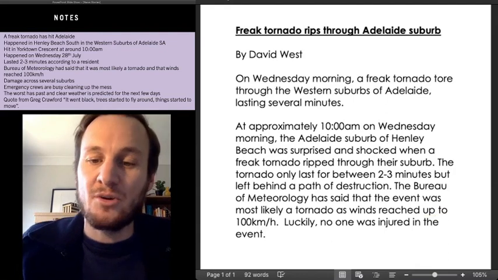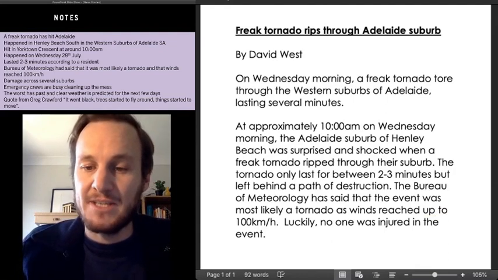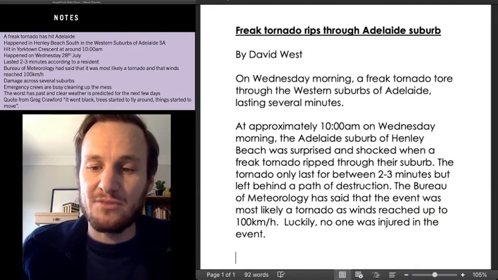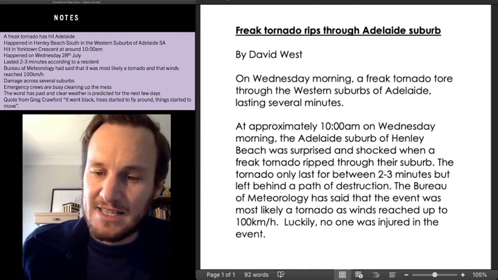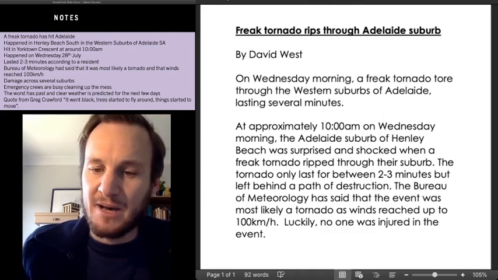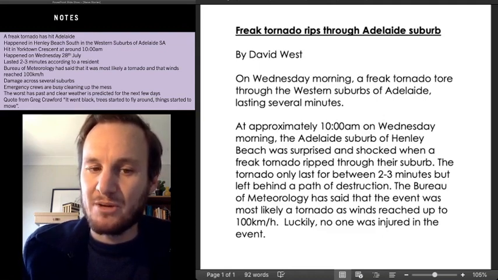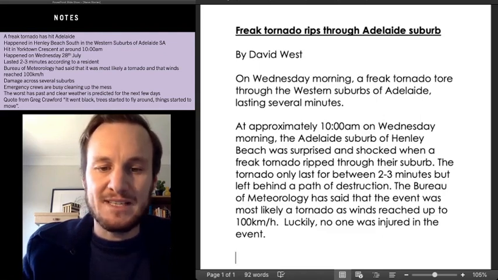At approximately 10 o'clock on Wednesday morning, the Adelaide suburb of Henley Beach was surprised and shocked when a freak tornado ripped through their suburb. The tornado only lasted for between 2 or 3 minutes, but left behind a path of destruction. The Bureau of Meteorology has said that the event was most likely a tornado, as winds reached up to 100 kilometers per hour. Luckily, no one was injured in the event.